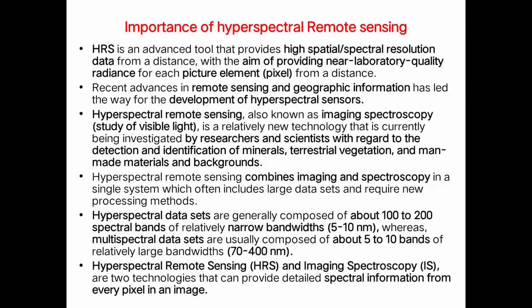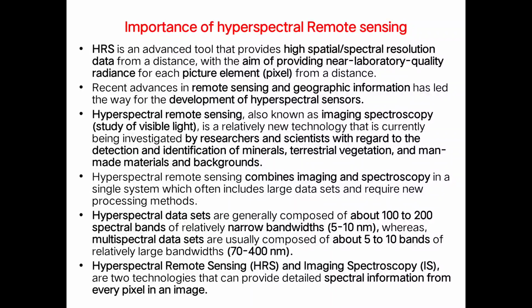Then hyperspectral remote sensing is also known as imaging spectroscopy, which studies the visible light. It is a relatively new technology that is currently being investigated by researchers and scientists with regard to the detection and identification of minerals, terrestrial vegetation and man-made materials, as well as the background.